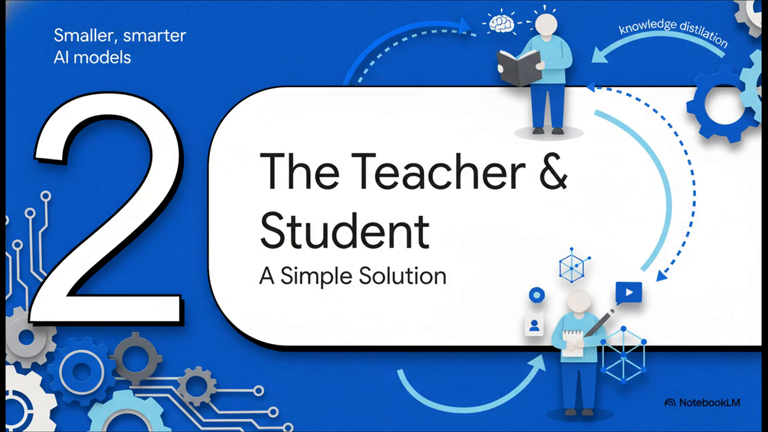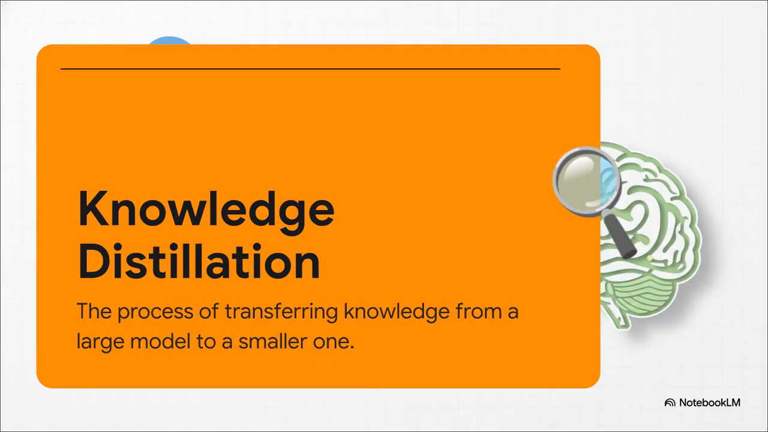Well, the solution is actually beautiful, and it's really elegant. You can understand the whole thing with a simple metaphor: the teacher and the student. And here it is, the official definition. Knowledge distillation is all about taking one of those big, clunky, but super smart models, let's call that one the teacher, and finding a way to transfer all of its wisdom into a much smaller, nimbler student model.